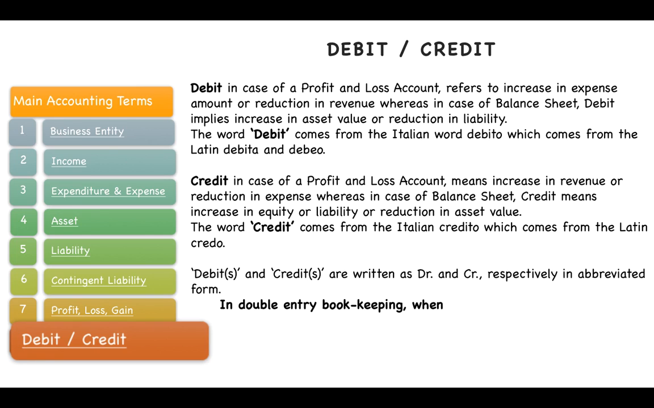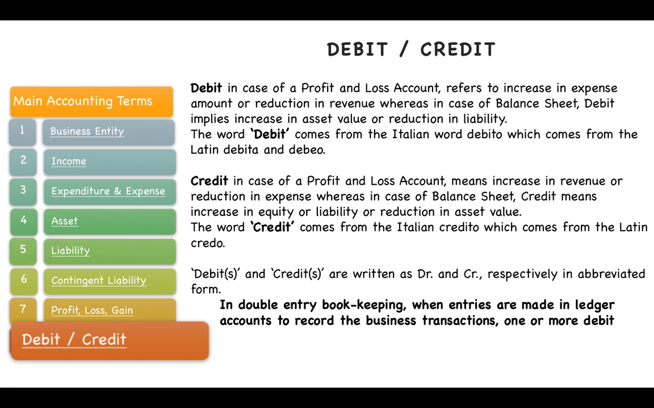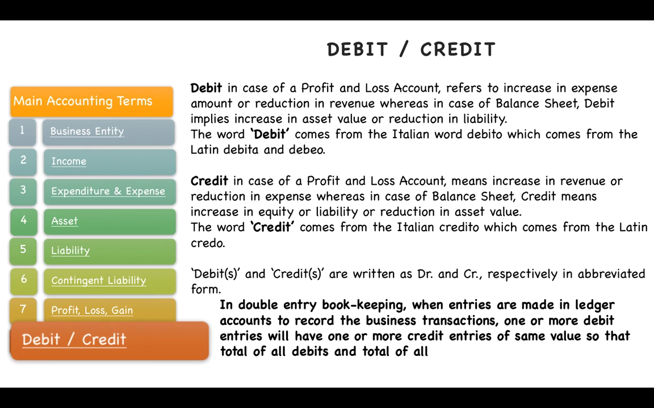In double entry bookkeeping, when entries are made in ledger accounts to record business transactions, one or more debit entries will have one or more credit entries of the same value, so that the total of all debits and the total of all credits is equal at any given time. So debit and credit is very important. It is the blood to the heart of your bookkeeping. Double entry is the heart and debit and credit is the blood for your double entry system. That's how your double entry system works in accounting.